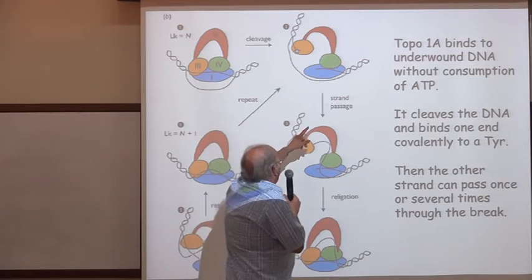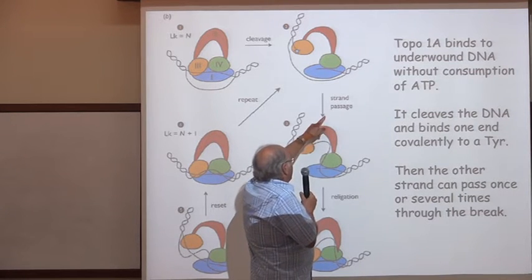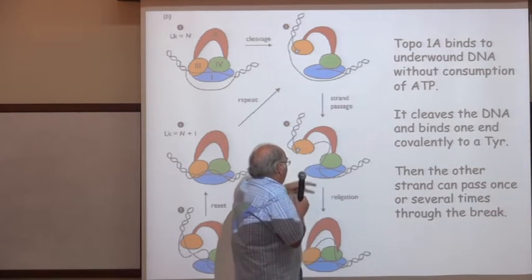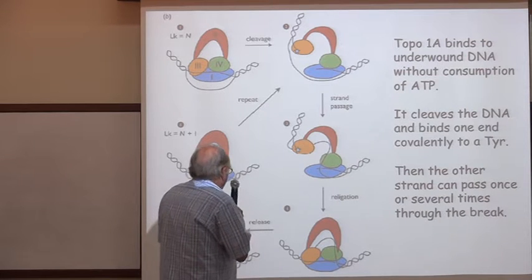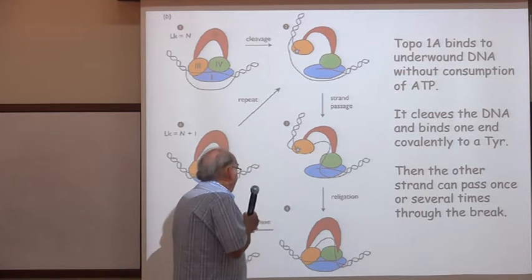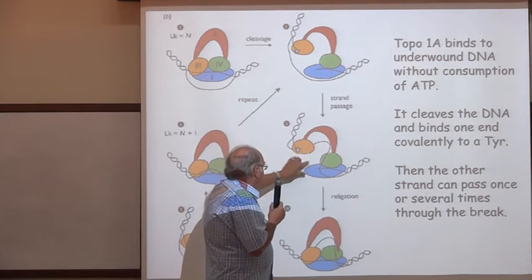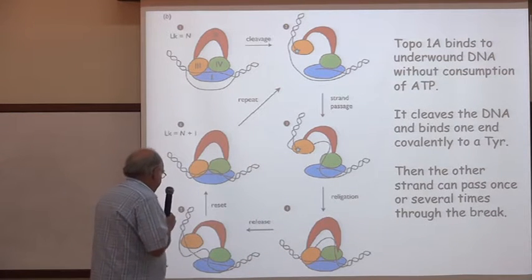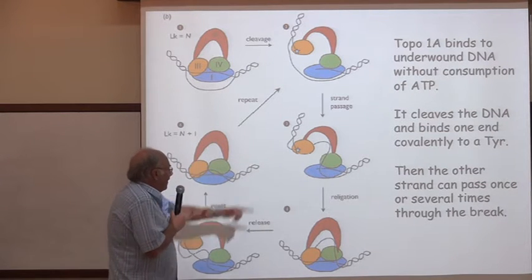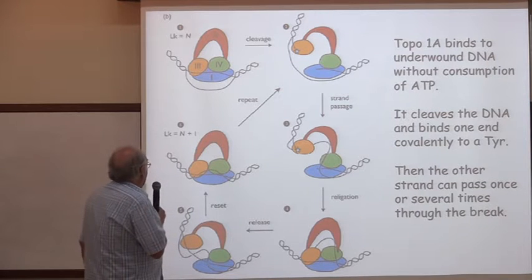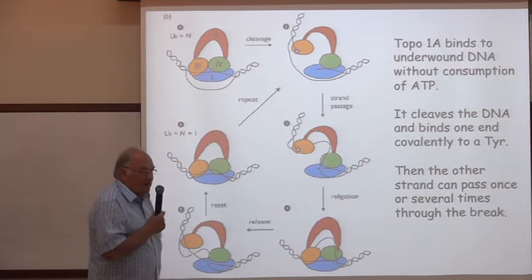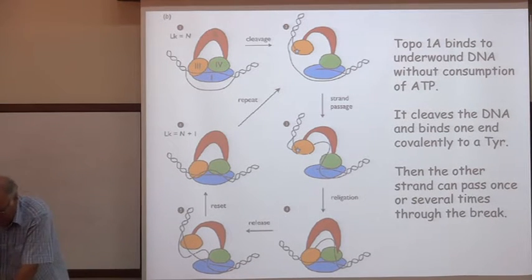So then the next step here is the strand passage. So now the complete strand here is moving through, and then you religate. So the tyrosine is now losing the grip, and the two ends are religated, and then the whole thing is released. But if need be, you can go several turns around in this way. So here the linking number is N+1, but you can make several turns of this if this is needed.